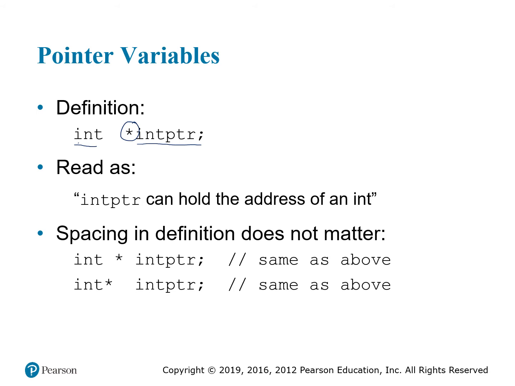It's conventional to put the star just before the variable name, but really it can go anywhere in between. Some people like putting a space between the star and both words around it, int space star space int pointer. Some people like putting the star attached to the word int and leaving the space before int pointer. It doesn't matter as long as there's an asterisk character between the word int and the variable name. C++ will understand you.